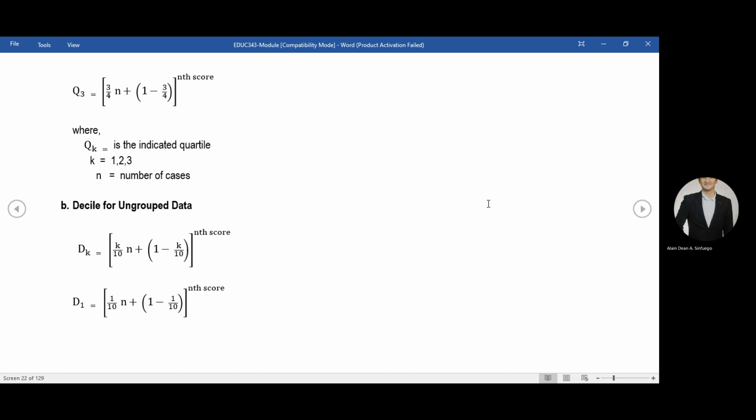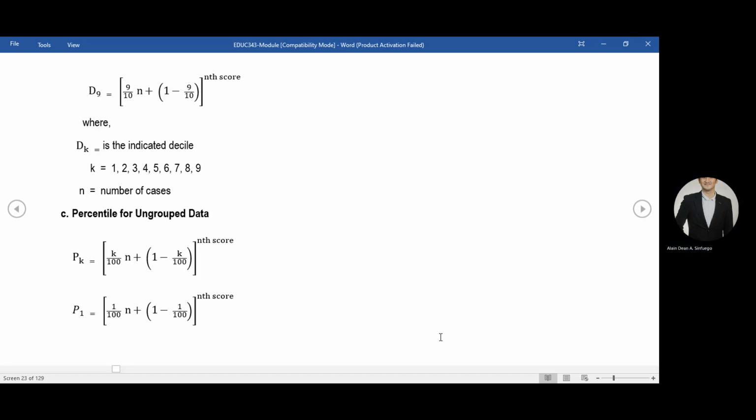Decile, just similar to the quartile, but the divisor is 10. D sub k will equal k over 10 times n plus 1, nth score. Same is true with the first decile, 1 over 10, and the ninth decile will be 9 over 10. Okay, indicated values of your k will be from 1 to 9. And there again, n is the number of cases.